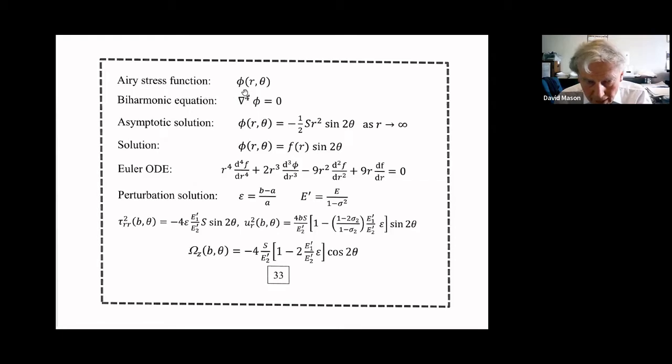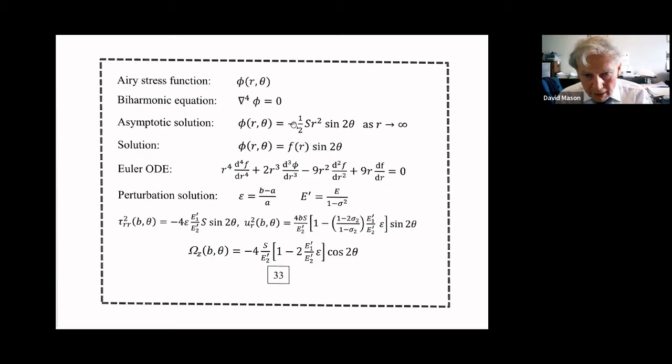One works with the Airy stress function, which satisfies the biharmonic equation. The harmonic equation is del squared phi = 0, biharmonic is del fourth phi = 0. How do we solve this? We look for the asymptotic solution for large R. We see it behaves like sine 2 theta and R squared. So for the general solution, we look for f(R), a function of R, times sine 2 theta.